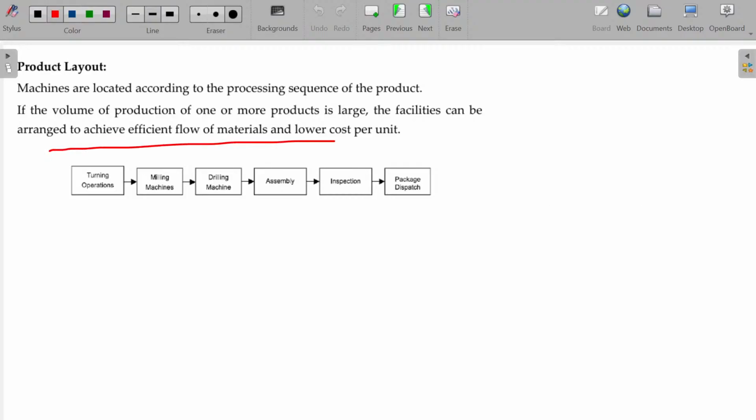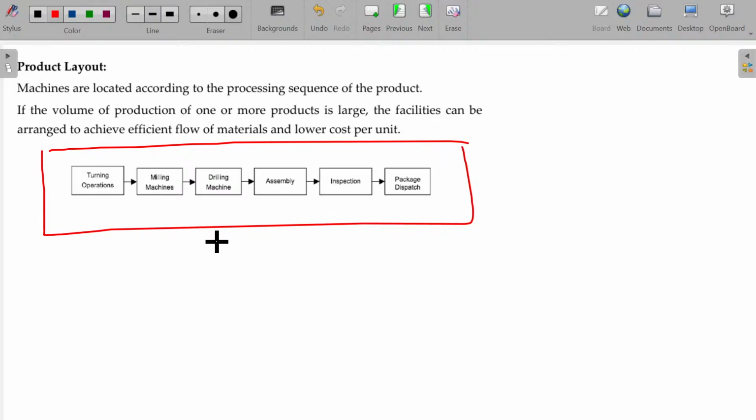This will be one department. In this department, all the things are available one after one: turning, milling, drilling, assembly, inspection, packaging department, dispatch. This is for table. Similarly, for manufacturing the bureau, I need to have another set.